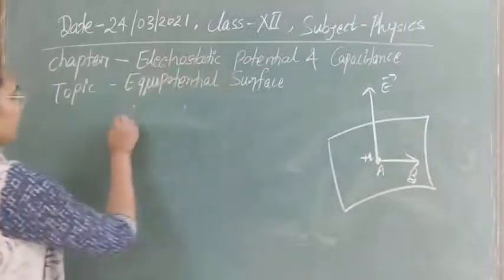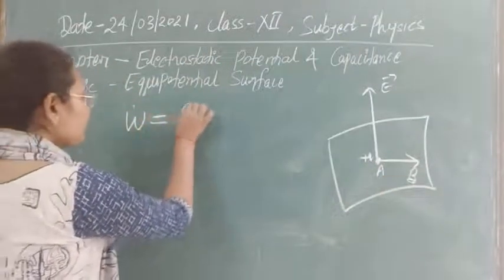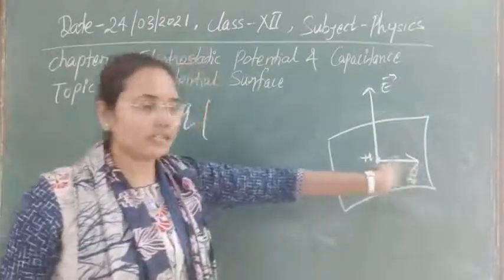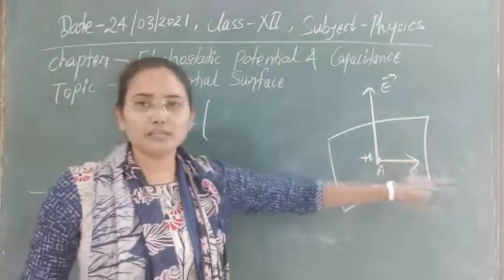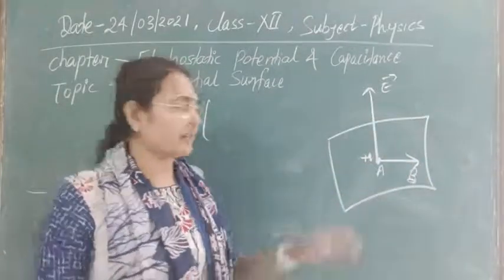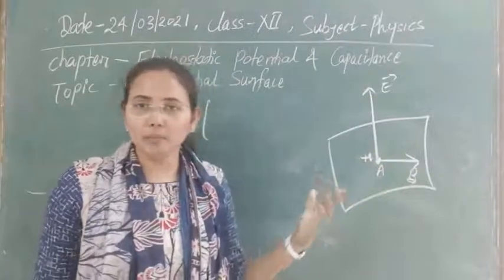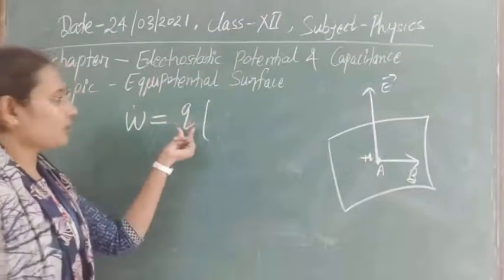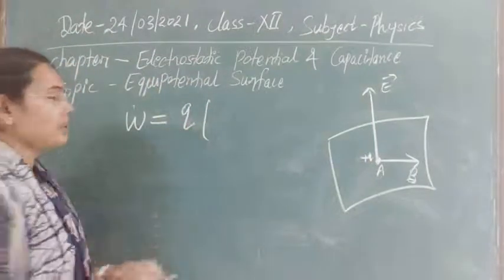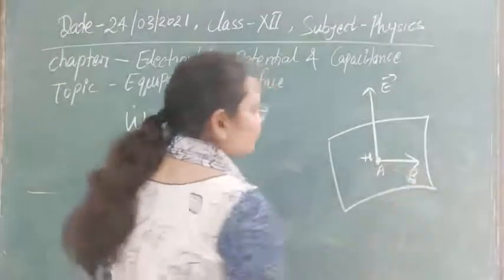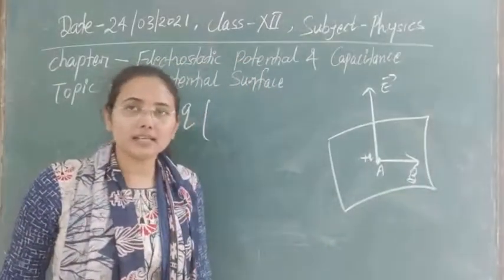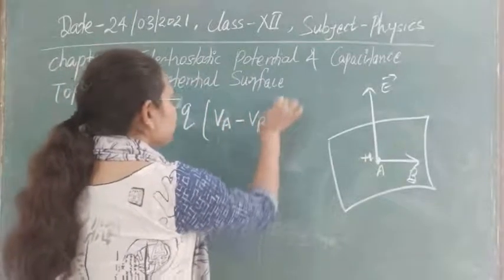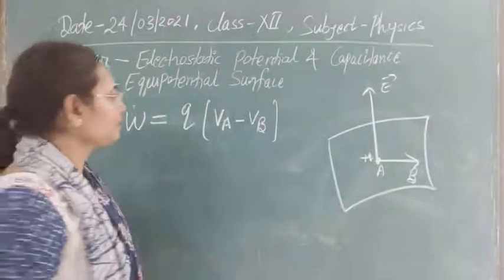Work done is given by charge times change in potential. Obviously, work done is charge times potential, so if we take the difference, the charge will be common, and the difference of potentials will be there. So the work done is the charge that we are moving multiplied by the difference in the potential at the two points, which is VA minus VB.